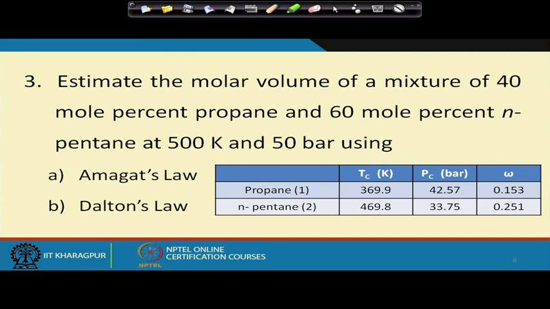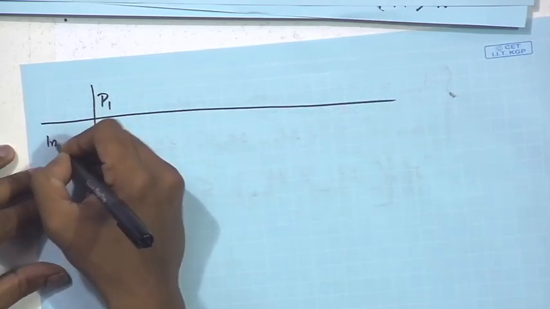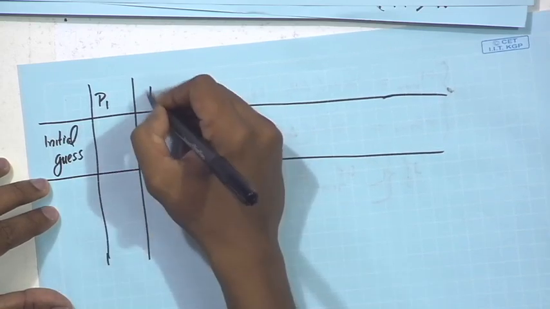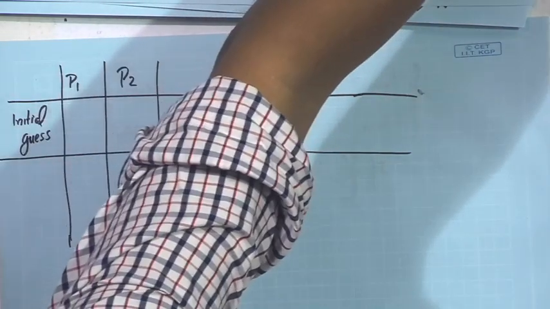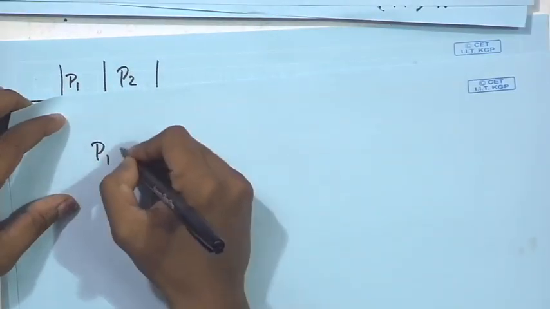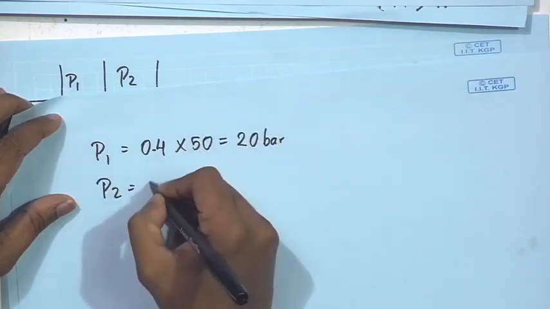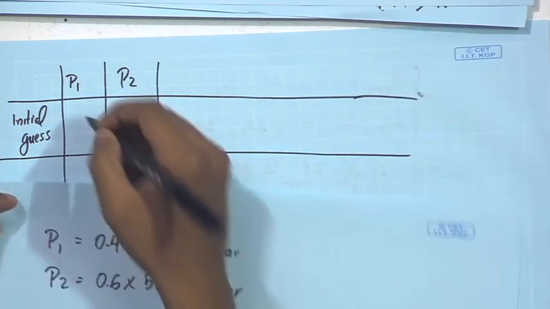Before starting we need to estimate the values of Z1 and Z2. For that we need to know the pure component pressures, but we don't know them. So as an initial guess we take the pure component pressures as the partial pressures of each component. I am just writing it in a tabular form. So P1 we take as the partial pressure of the component, that is our initial guess. That is 20 bar, and P2 is 0.6 into 50, that is 30 bar. So we take those as our initial guess for pure component pressures.